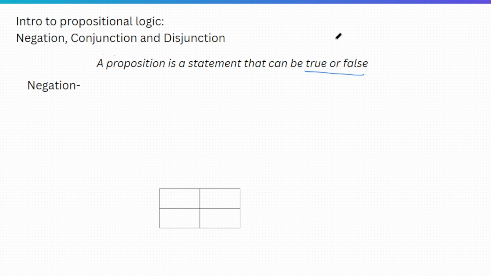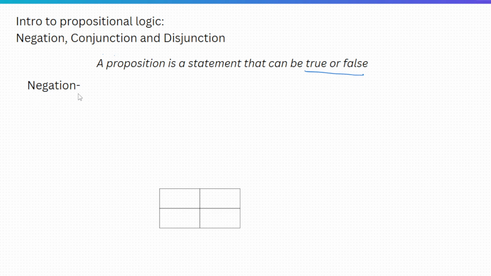Something like the grass is green or the sky is blue can be true or false. But something like a question, where did you go, or what time is it, can't be a proposition. Something that is a command can't be a proposition, like go to the store. That can't be a proposition because it can't be proven true or false.